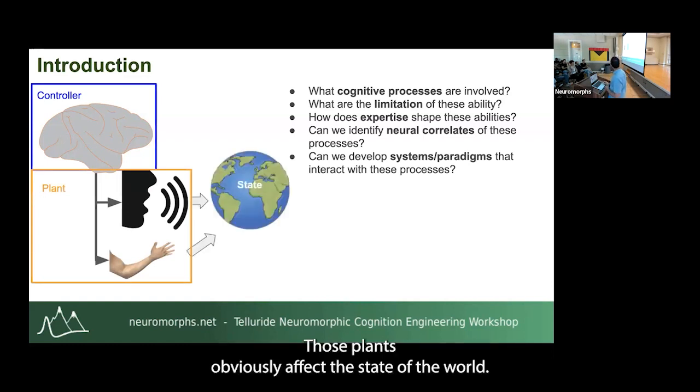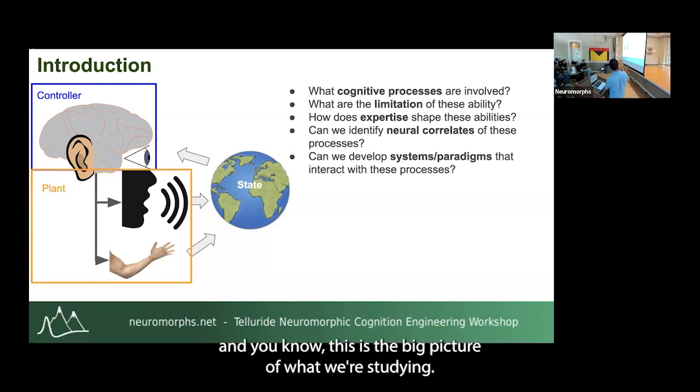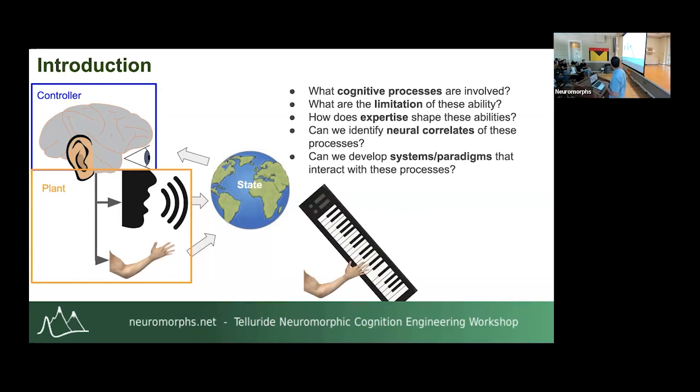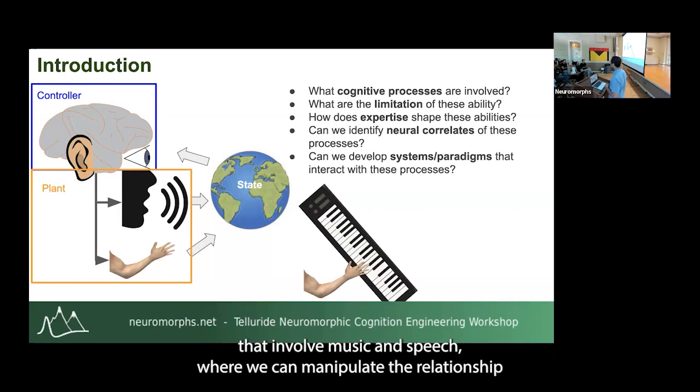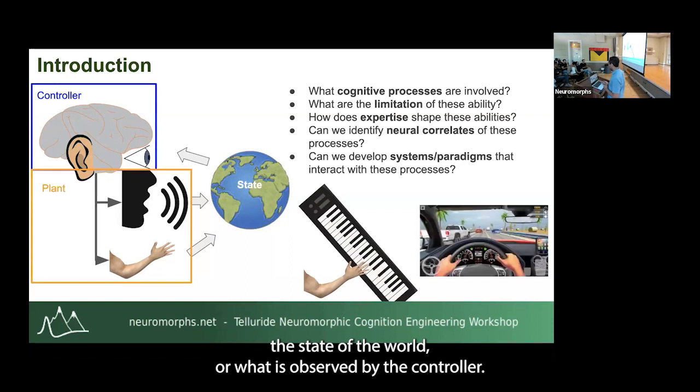Those plants obviously affect the state of the world. You take that state back in through the sensory system. And this is the big picture of what we're studying. And we're doing that through developing paradigms that involve music and speech, where we can manipulate the relationship between the action of the plant, the state of the world, and what is observed by the controller.